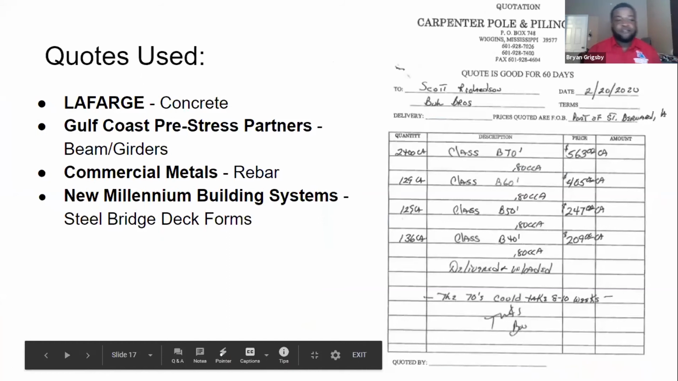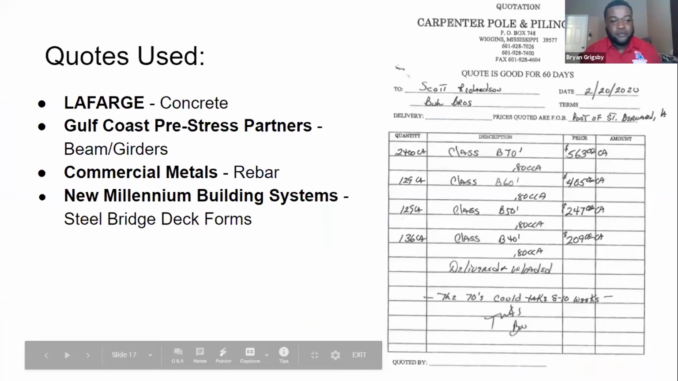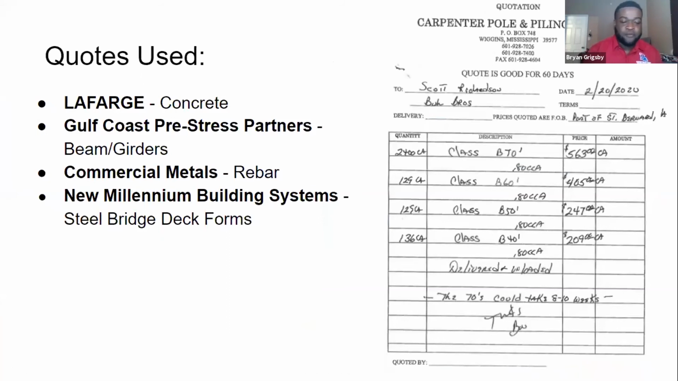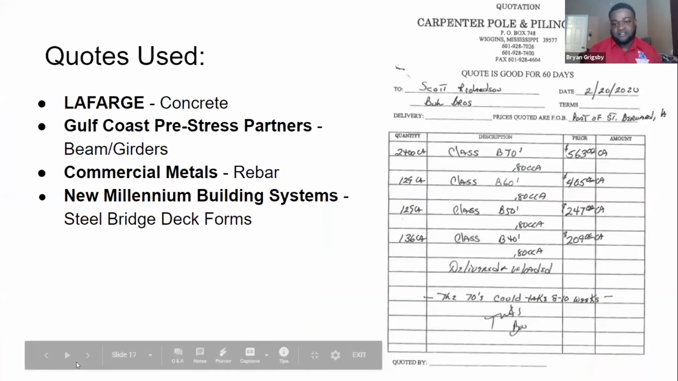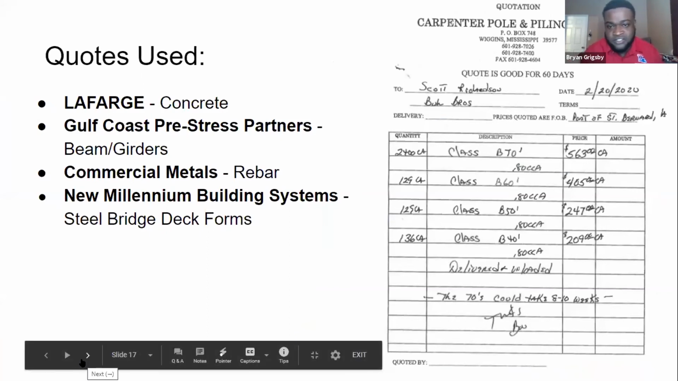We received a lot of current quotes from different people, and here's a few that we chose to go with. We chose Lafarge for concrete, Gulf Coast Pre-stressed Partners for the beams and girders. The rebar, we chose Commercial Metals, and for the steel bridge deck forms, we chose New Millennium Building Systems. And here's the price to go along with the timber piles.